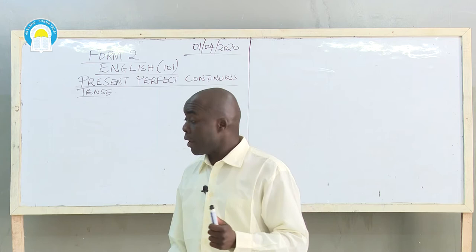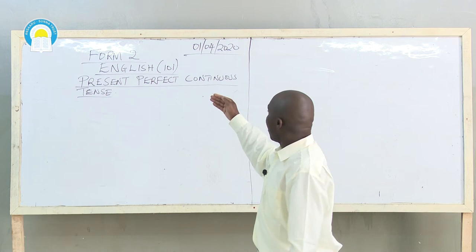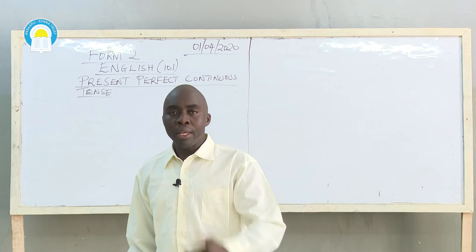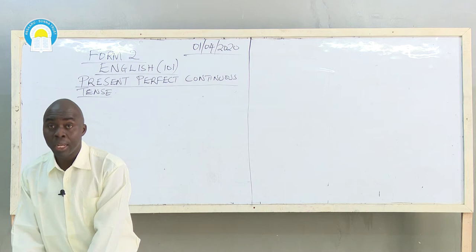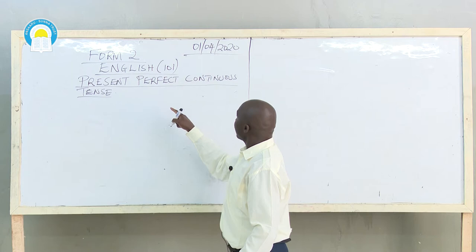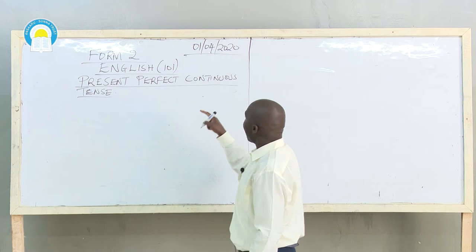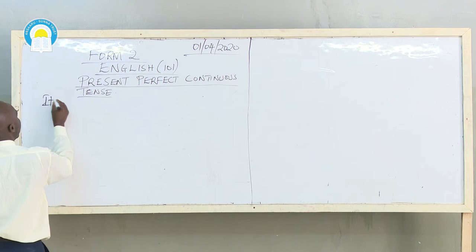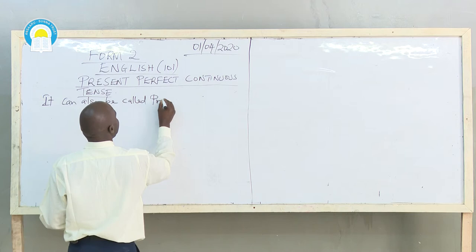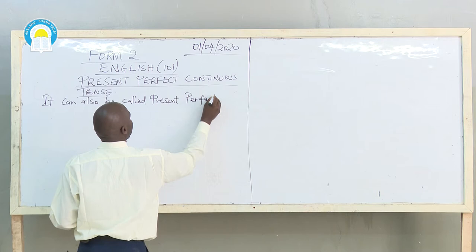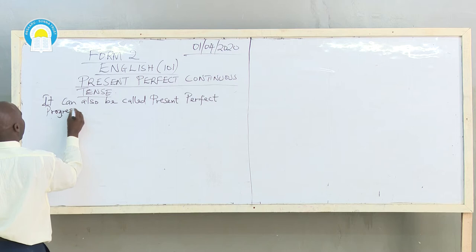Then, still under the present perfect continuous tense, we also have to know something about the word continuous. If you say something is continuous, then it means it is progressing. And therefore, this present perfect continuous tense can also be referred to as present perfect progressive tense.